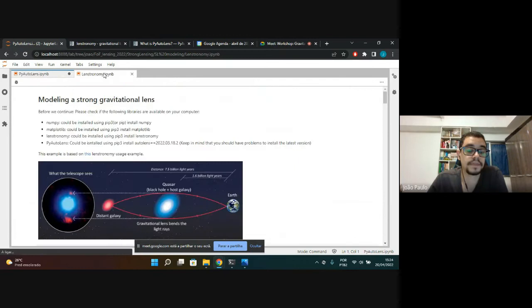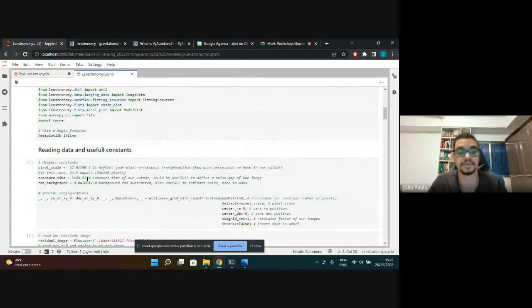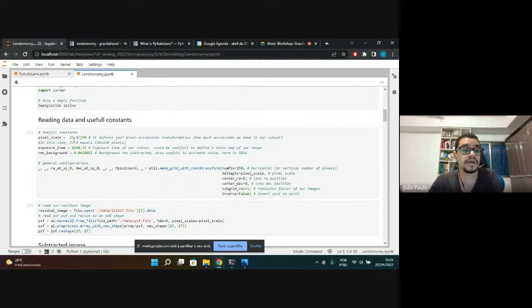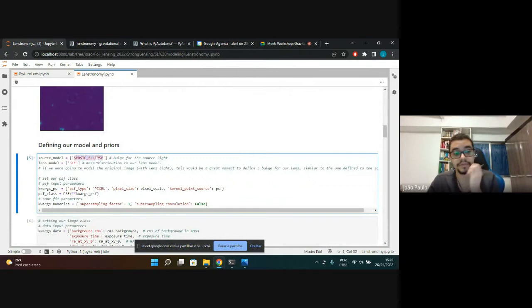For Lenstronomy, we have this other notebook, and as I said before, these two methods work in the same way, so they have a similar structure. I found out that this notebook can take a while to run, so I will not run it, but I'll just show you some of the steps, because it's really similar to PyAutoLens. At the beginning we set some constants. We read the image, we plot that image, and we set our model, again a Sersic profile and an SIE profile.